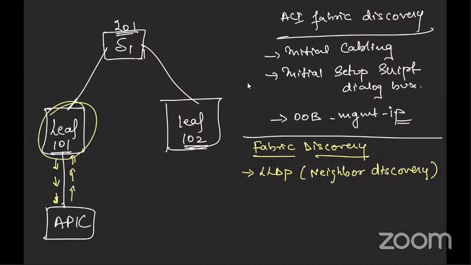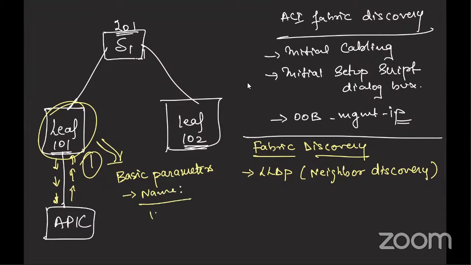So this is going to be the first step. Once your first leaf is discovered, you need to give some basic parameters to it, for example the name of your leaf and the ID that you want to give. After you give that, it is going to register the leaf into the fabric. And this is going to be asked in the interview, so guys, if you want, you can take a screenshot.